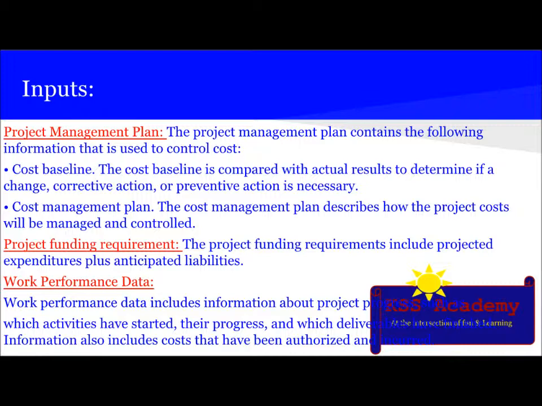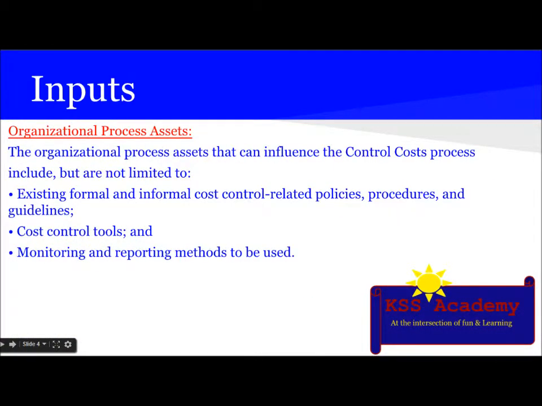The next input is WPD. WPD includes information about the project progress, such as which activities have started their progress, which deliverables have finished. Information also includes costs that have been authorized and incurred. Next input is OPA. The OPAs include existing formal and informal cost control related policies, procedures and guidelines, cost control tools, and monitoring and reporting methods to be used.